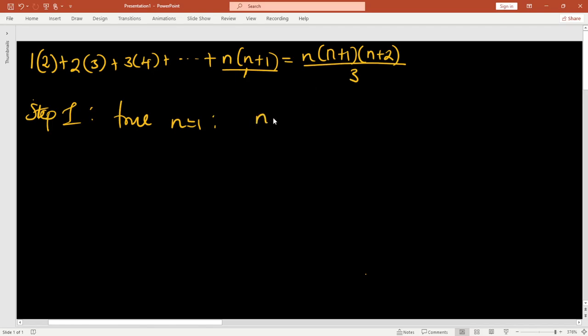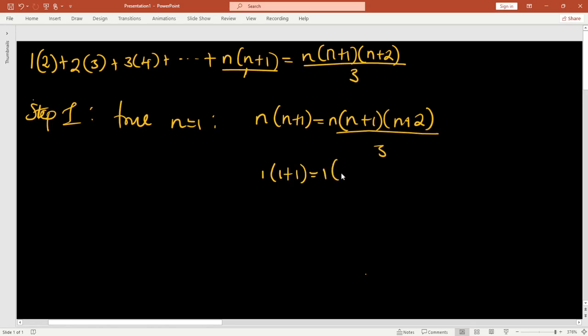So we're going to say n open brackets n plus 1 is equal to n open brackets n plus 1, n plus 2 divided by 3. Now where there's n, we substitute 1. So we're going to have 1 open brackets 1 plus 1 equal to 1 open brackets 1 plus 1, 1 plus 2 divided by 3.